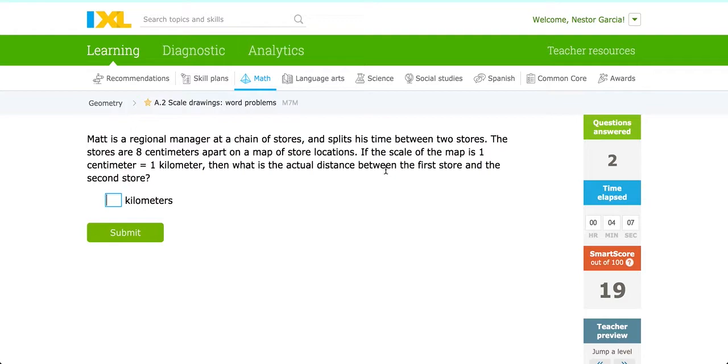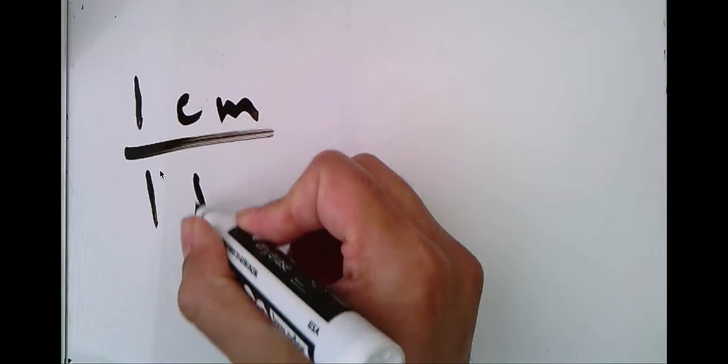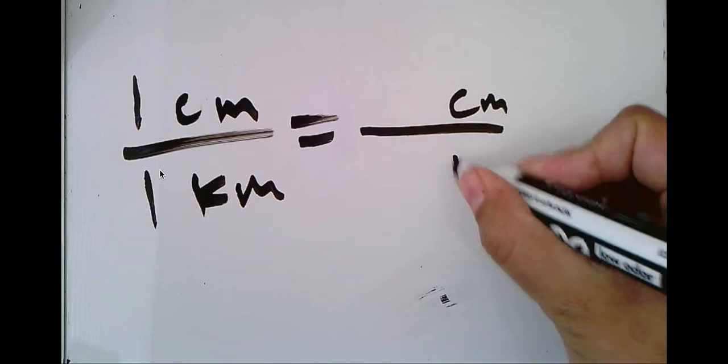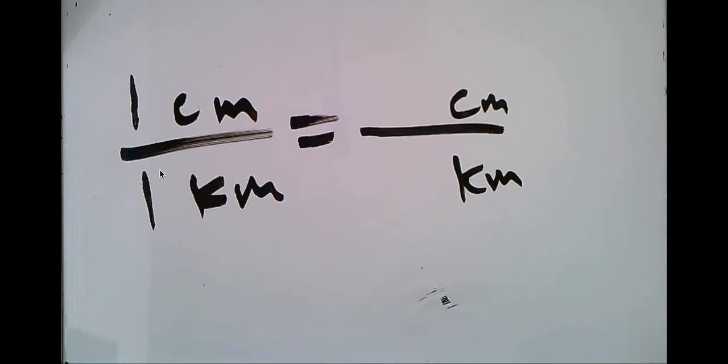Let's start with the ratio that is given to us. Even though we were given this value first, the actual ratio we're given is 1 centimeter to 1 kilometer. So we'll start with 1 centimeter to 1 kilometer, and we'll set that equal to centimeters over kilometers. Now, what are we missing? What do we have? Are we given the centimeters or are we given the kilometers?